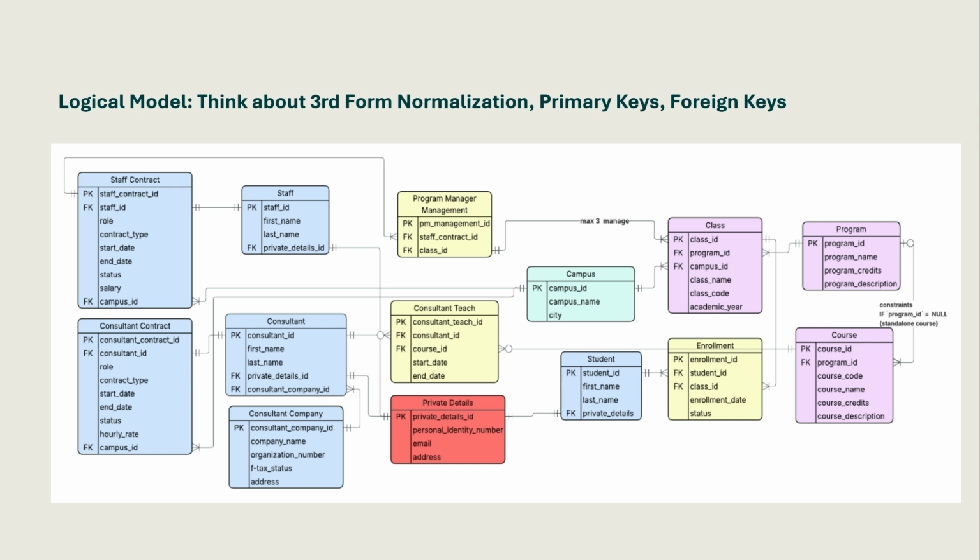And then education relationships are also made very explicitly. Classes reference campuses, and it can also reference the program, and the enrollment links students to classes, and teaching assignments connect consultants to courses. So these foreign keys will ensure that all relationships follow the valid business rules by the stakeholder, and the model is designed in third normal form, in which each table stores only data that depends on its primary key. There is no duplicate information, and non-key attributes do not depend on other non-key attributes.